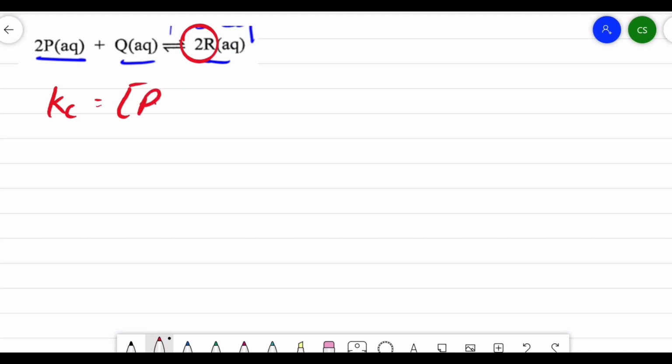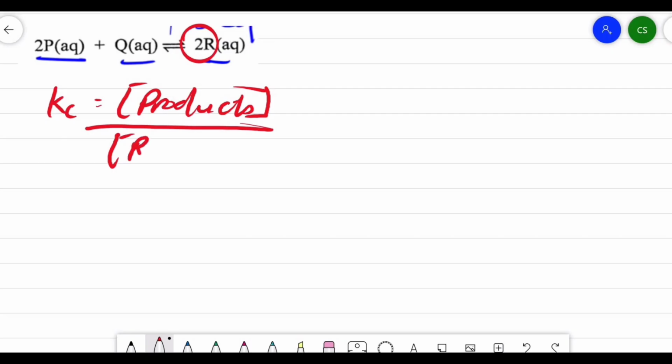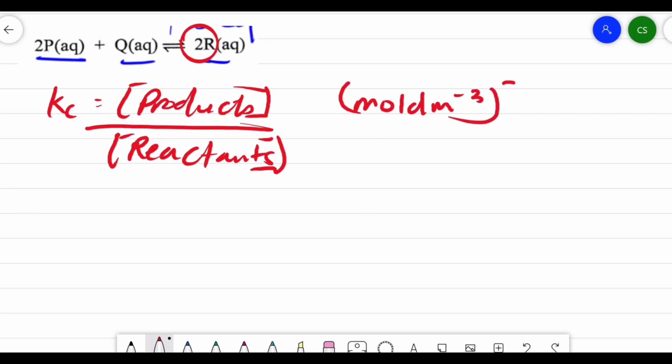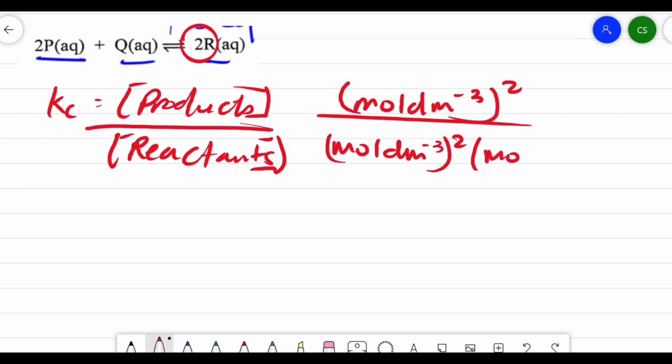the product of the concentration of the products, divided by the product of the concentration of the reactants. So what we would get is mole per dm cubed for R squared, divided by mole per dm cubed for P squared, times mole per dm cubed for Q.